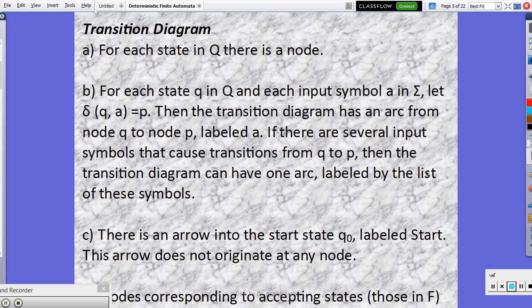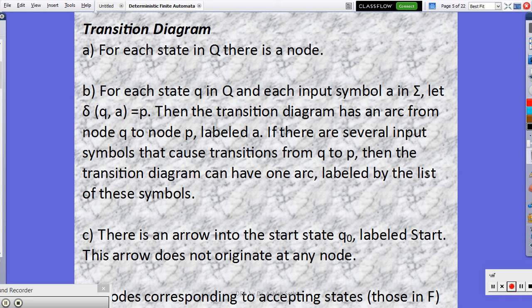So how to make a transition diagram? For each state in Q, there is a node. So a transition diagram is basically a graphical diagram where we represent the automata in the form of a figure. Here the states are represented by nodes that are represented in the diagram by a circle. We draw a circle to represent any node in the transition diagram.